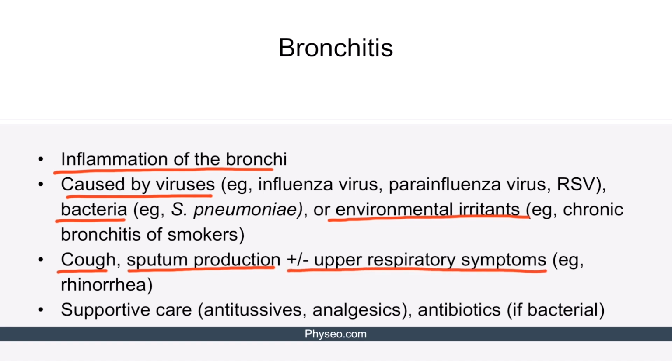Concurrent upper respiratory symptoms such as rhinorrhea may also be present, particularly if bronchitis is preceded by a viral upper respiratory infection. It's usually treated by supportive care, for example, antitussives and analgesics. Antibiotics are indicated if bacterial causes are suspected.